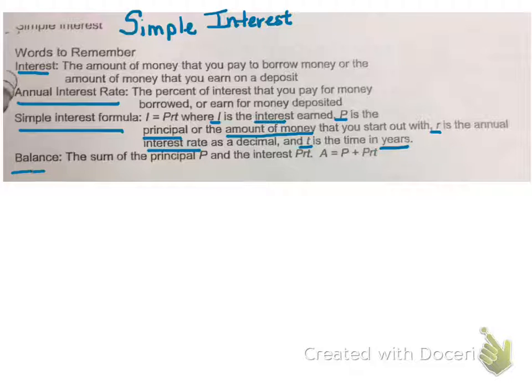We also have another formula besides I equals PRT, and that's the balance formula. The sum of the principal P and the interest PRT. So I'm going to highlight these two equations that we're going to be using. So we'll be using the balance equation, and then we'll be using the interest equation, depending on what the problem is asking us to do.